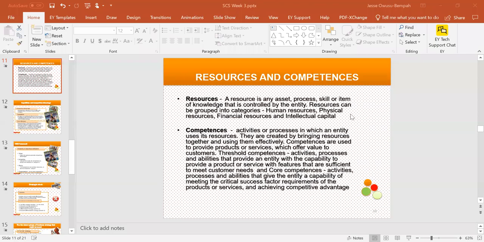Okay, so we're talking about resources and competencies. What's a resource? We said a resource could be any asset or process or skill or whatever. It ranges from human resources to physical resources to financial resources and intellectual resources. Then competencies are basically activities or processes in which an entity uses its resources.